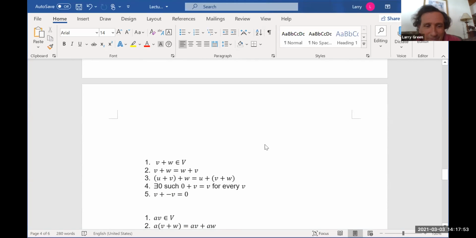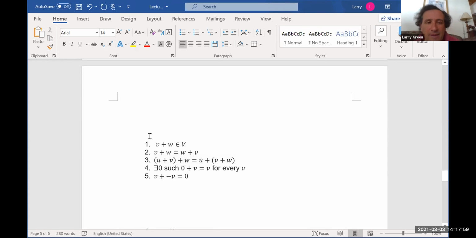And let me write down, there are 5 for addition, and there's 5 for multiplication. So these are the additive properties. The first one, which was so obvious, none of you even thought about it. If you take any two of them and you add, you're still in it. So if you add 2 matrices, you get a matrix, don't you? If you add 2 numbers, you get a number. Do you agree? And that's a property. It's an important property.